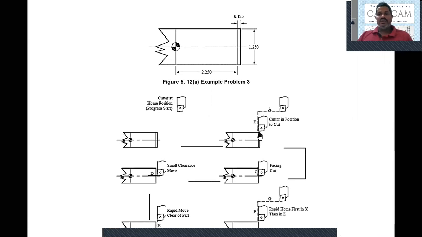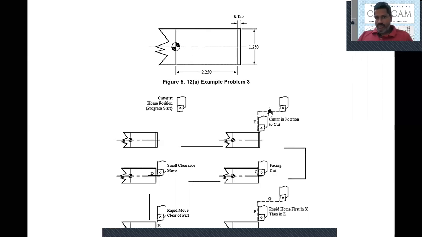The depth of cut is already given. Once we move the tool to 2.25, that includes the depth of cut, because the original length is 2.25. So whatever value extends beyond this point, I mean the machining, will take place during the facing operation.